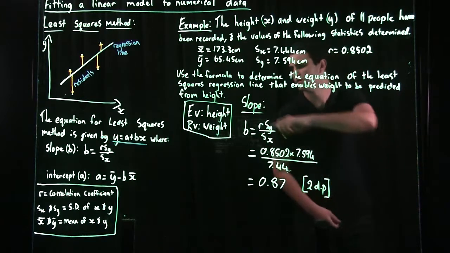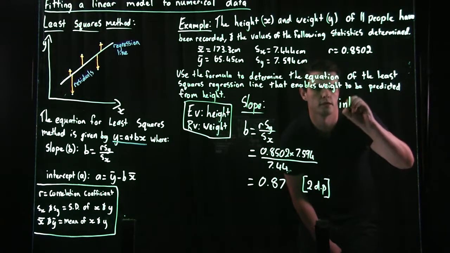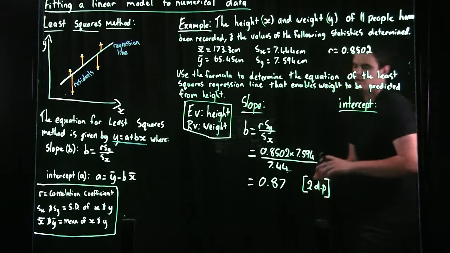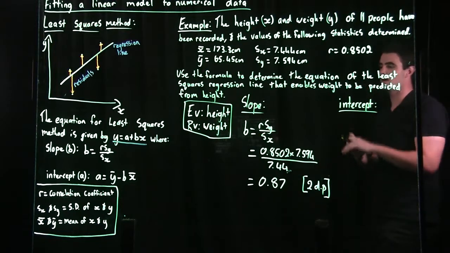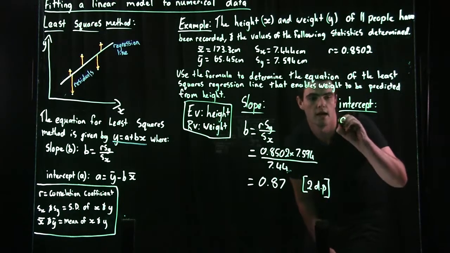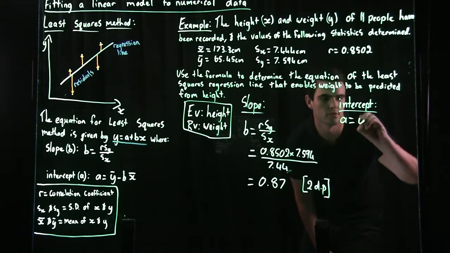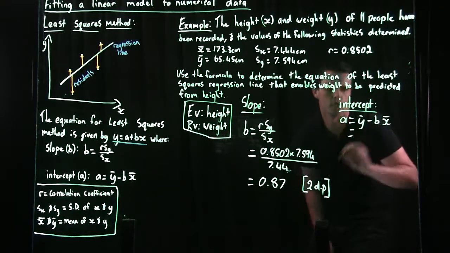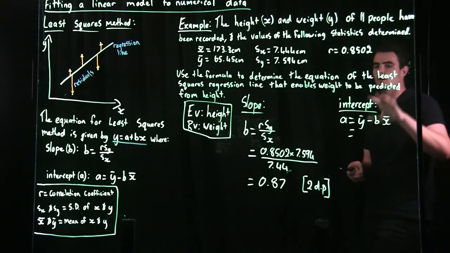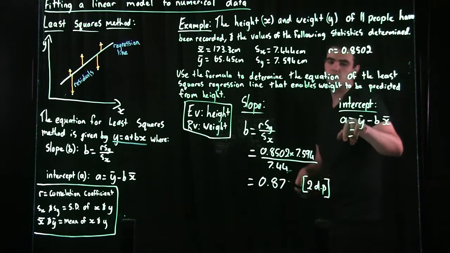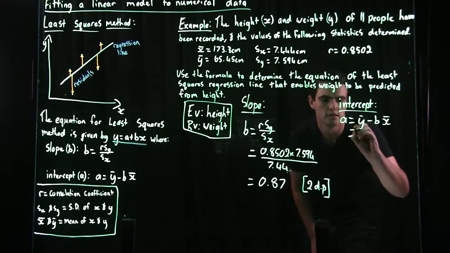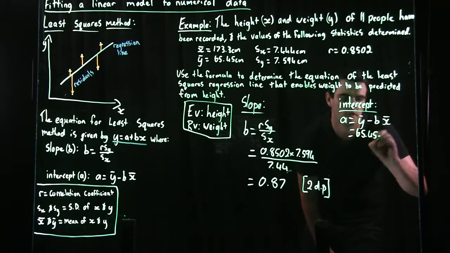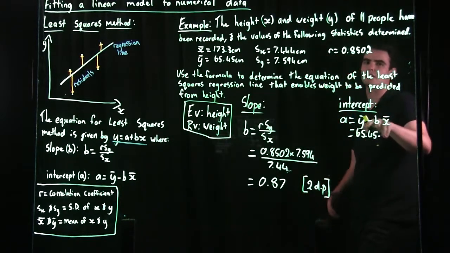I'm now going to figure out what the intercept is. Again, how do I do this? Start out by writing out the formula. A, which is the intercept, equals the mean of y, take the slope, multiplied by the mean of x. All this information here has been given to me. So I've got y equals 65.45, subtract, and I've already calculated this b.